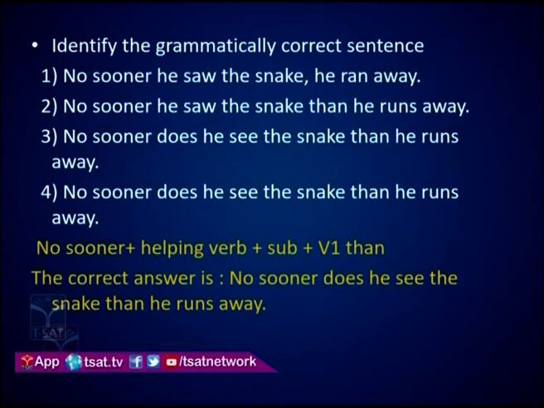Identify the grammatically correct sentence. Options: first, no sooner he saw the snake, he ran away. Option 2, no sooner he saw the snake than he runs away. Third, no sooner does he see the snake than he runs away. Fourth, no sooner he sees the snake than he runs away.